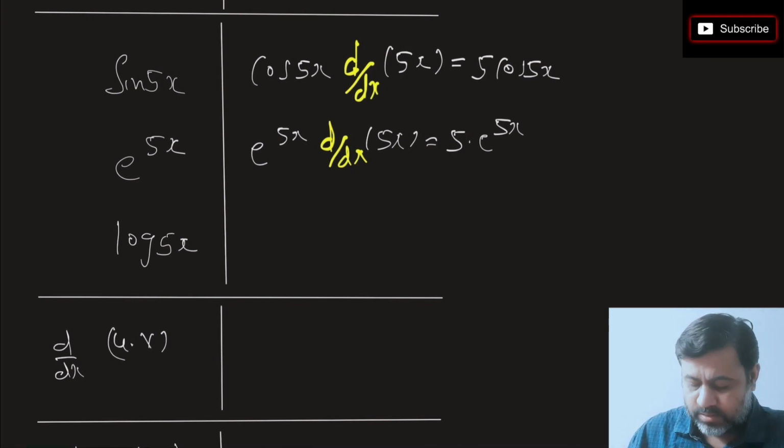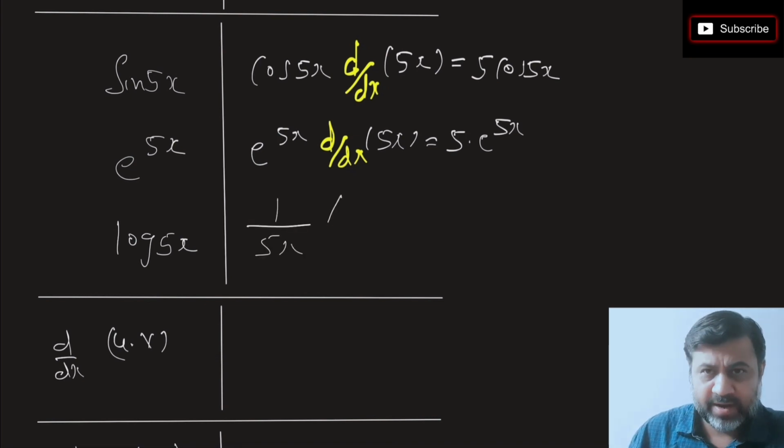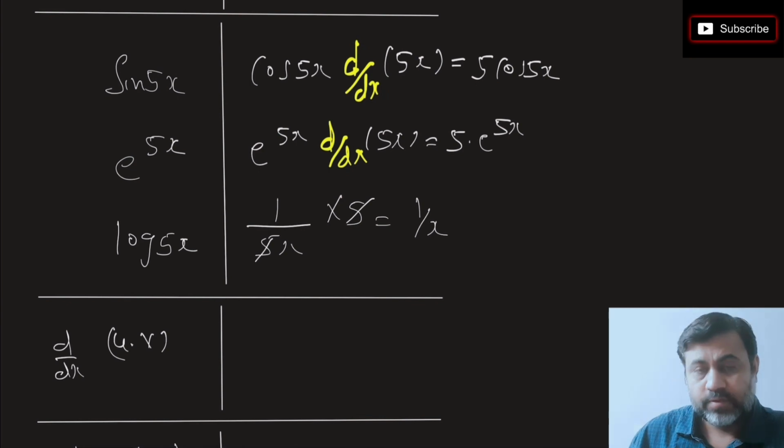Log of 5x: the differentiation of log x is 1 by x, so log 5x will be 1 by 5x, and now the derivative of 5x, again I am writing directly, will be 5. The 5 is getting cancelled, so we are left with 1 by x. Okay, so constant and variable is one important concept. Second is the chain rule, you need to understand it nicely.